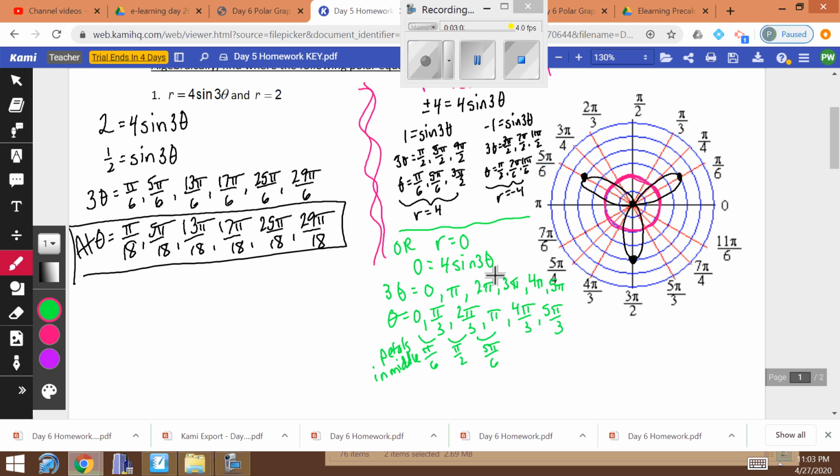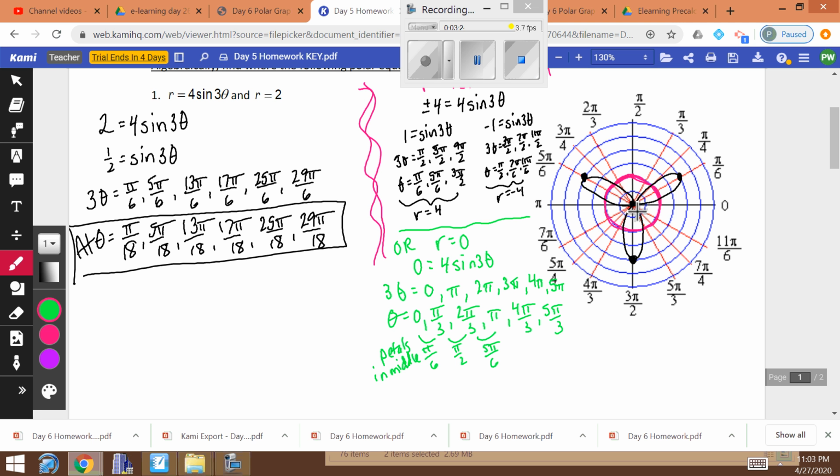If you put in 0, that means the sine of 3 theta has to be 0. So 3 theta is going to be every place where the sine is 0, all the way up to 6 pi. So 0, pi, 2 pi, 3 pi, 4 pi, and 5 pi. If we divide by 3, we get all 6 of these. But this is not where your petals are. That's just where it goes through the pole.